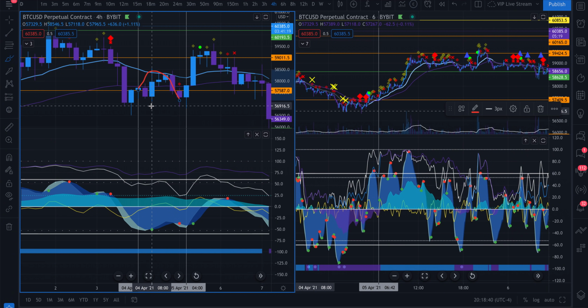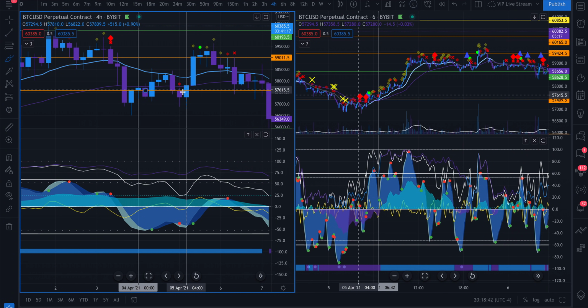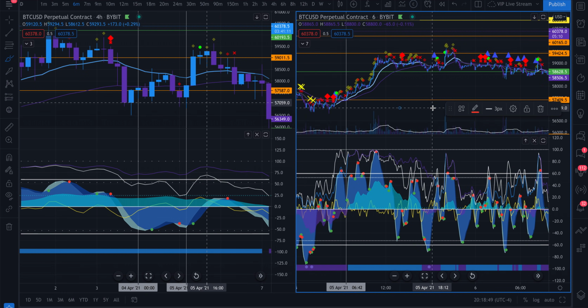But then a few hours later, what happens? We come back down to this orange support. We come back down to this orange support a few hours later. And so let's look at this other trade that I took.